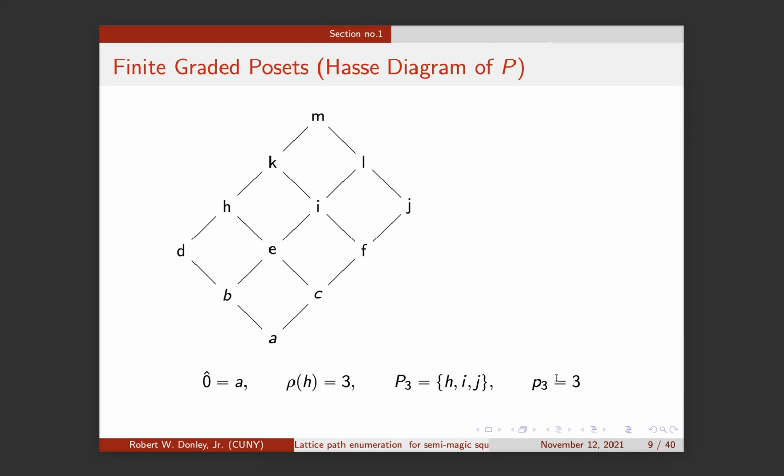So, for example, a rectangular grid. We have the Hasse diagram, which is the picture of the poset. All the information of the poset is encoded here visually. Our minimum is A. For instance, the rank of the element H is 3, because any path from A to H is going to have length 3. The level of rank 3 has H, I, and J in it, and the number of elements for that rank is 3. Just for an example. And rectangular grids are going to be the driving example for the whole talk.